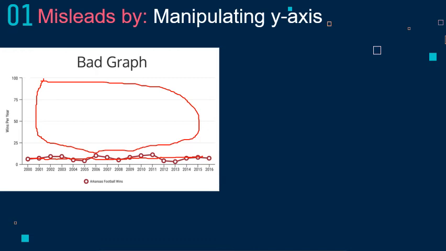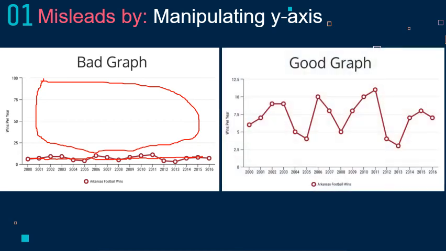So the scale on this axis is too big, it needs to be smaller. A good graph would look like this, which actually shows there's a lot of variation between the years in terms of how many wins they get.